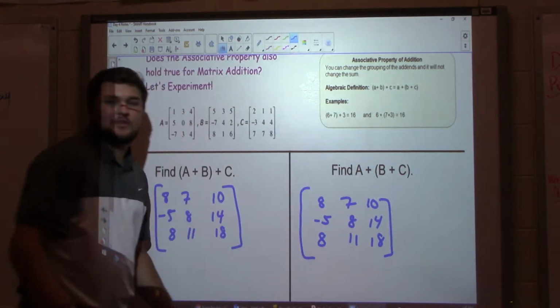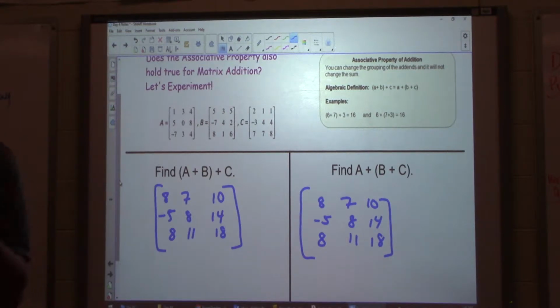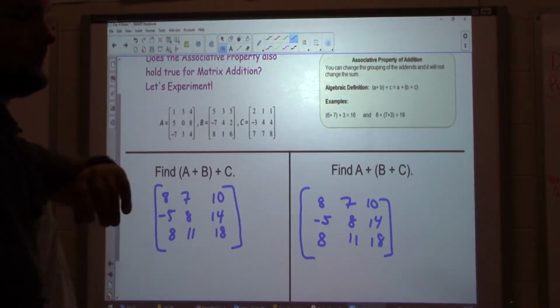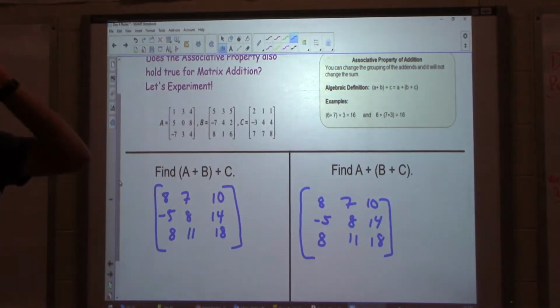Guys, with these addition ones, we're just adding the same things together. We're not changing any numbers around, so it should stay the same. It should work. In this case, it holds true. All right, any questions on those first three? No. Two more.